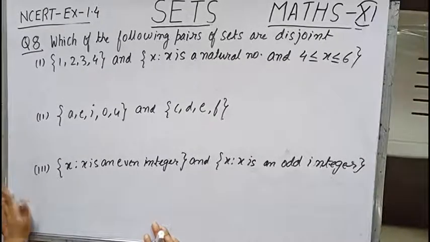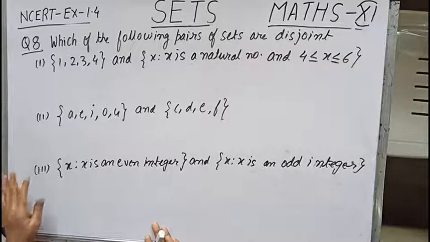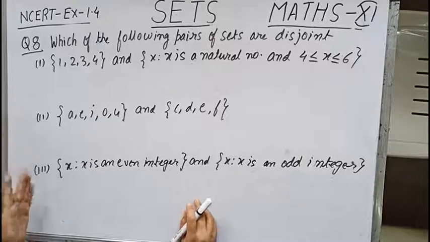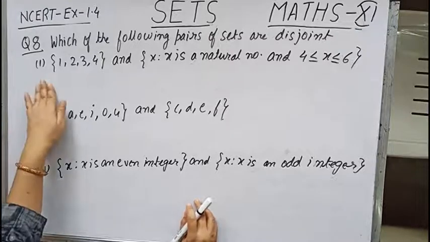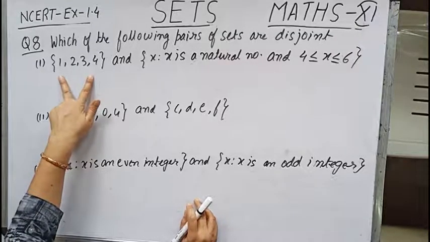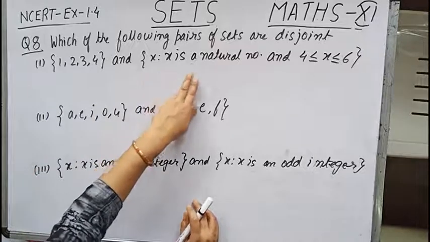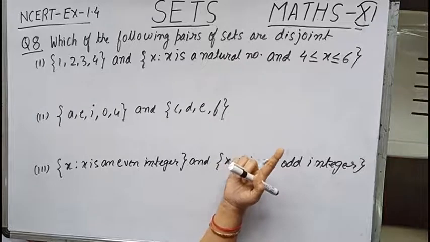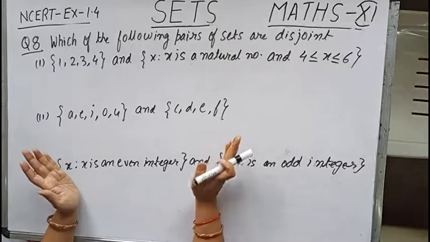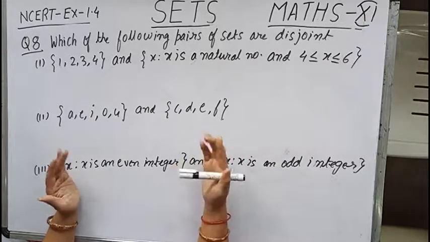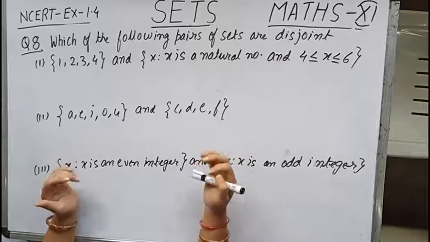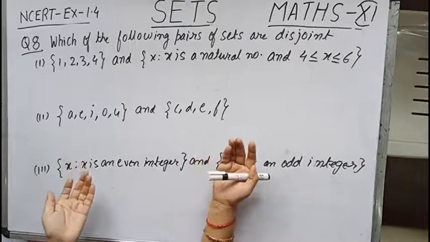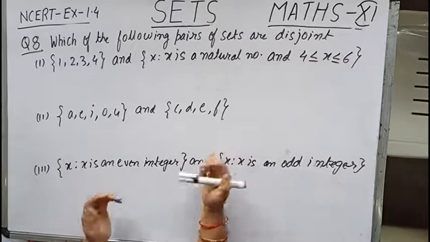Question number 8 says: which of the following pairs of sets are disjoint? Here subparts 1, 2 and 3 are given. Subpart number 1 is: the first set is the set containing 1, 2, 3, 4 and the second set is x such that x is a natural number and 4 is less than or equal to x, which is less than or equal to 6. Now children, we know what disjoint sets are. Sets which don't have any common element are called disjoint sets. So let us see whether the given pair of sets in each subpart is disjoint or not.